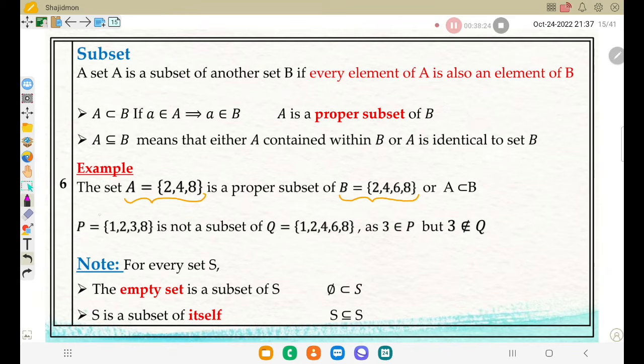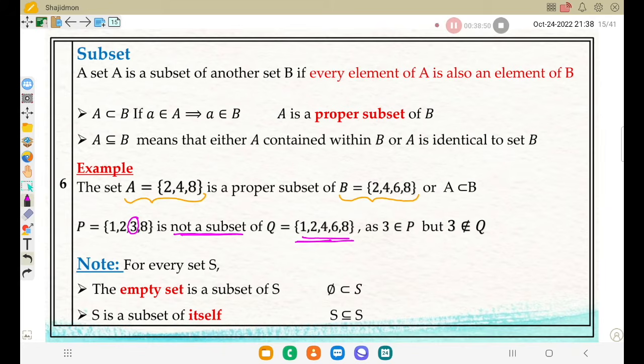Now you can see another example. Set P = {1, 2, 3, 8} is not a subset of Q. Why is it not a subset? 1 is in the second set, 2 is also there, but 3: see, 3 is here, but 3 is not there. So we cannot write P as a subset of Q. It is not a subset of Q, correct? All the elements should be members of the second set.